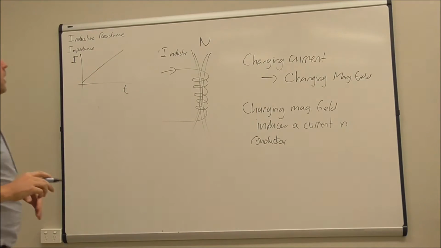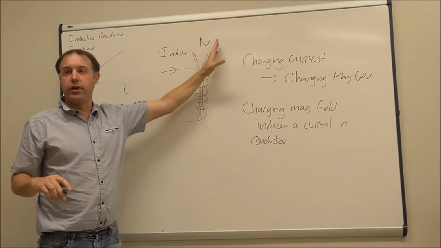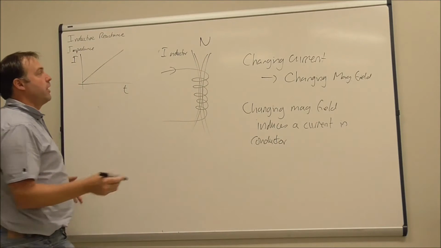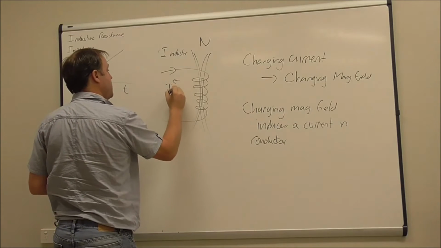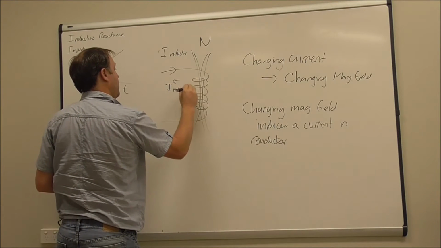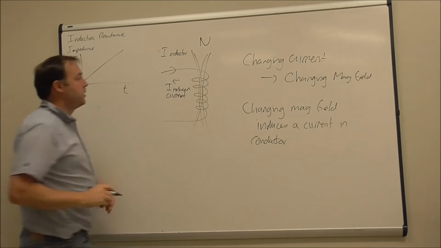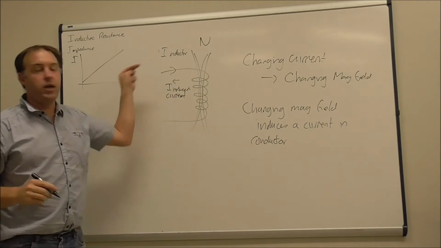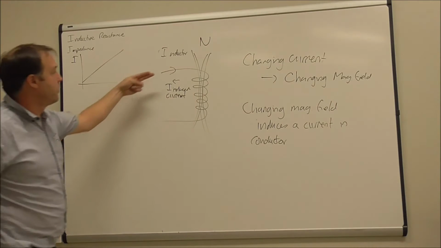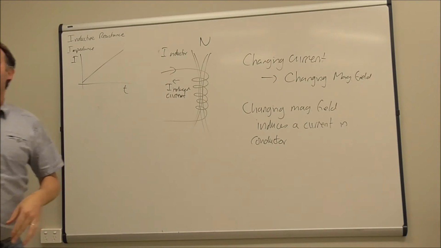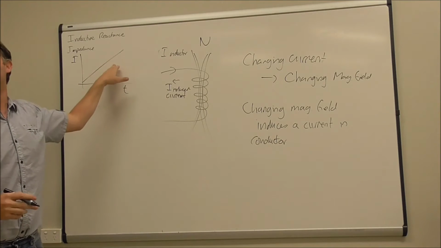Okay, but that changing magnetic field there will actually be trying to induce a current that's going in this direction. So this is the induced current, going to be in the opposite direction to the current that is currently going through it and increasing. Okay? And that's going to have the effect of trying to stop that increasing current.